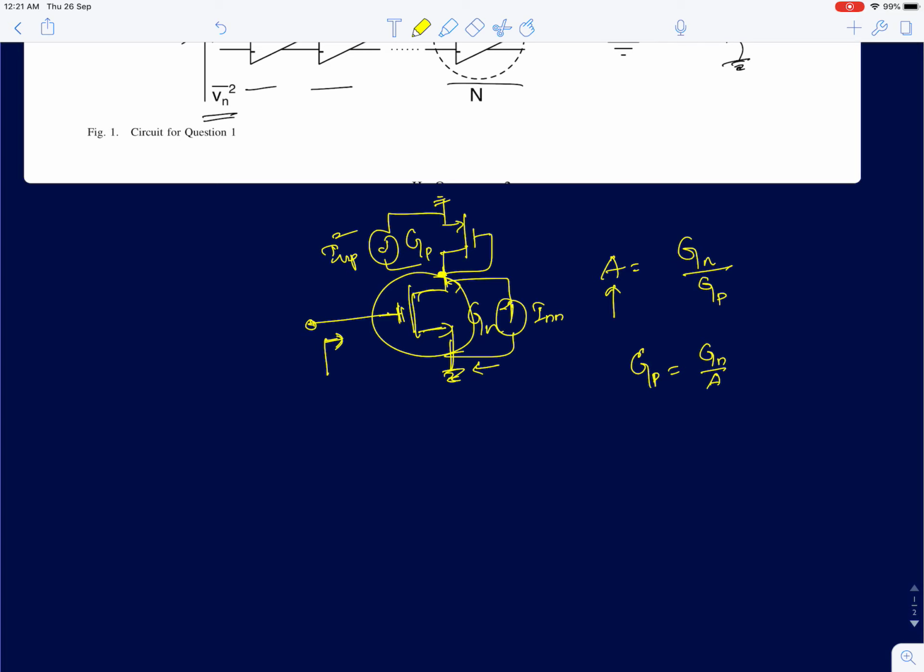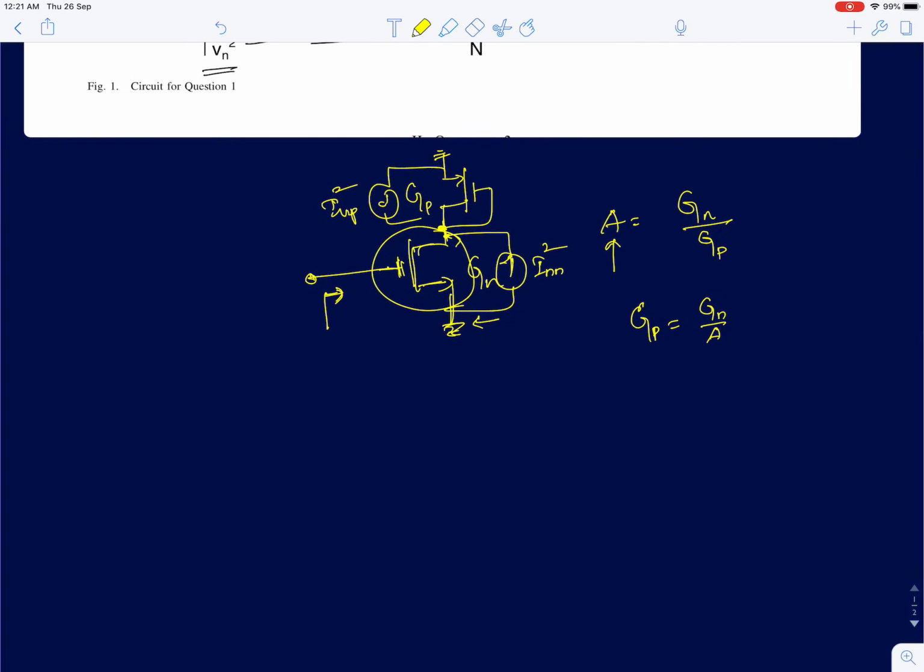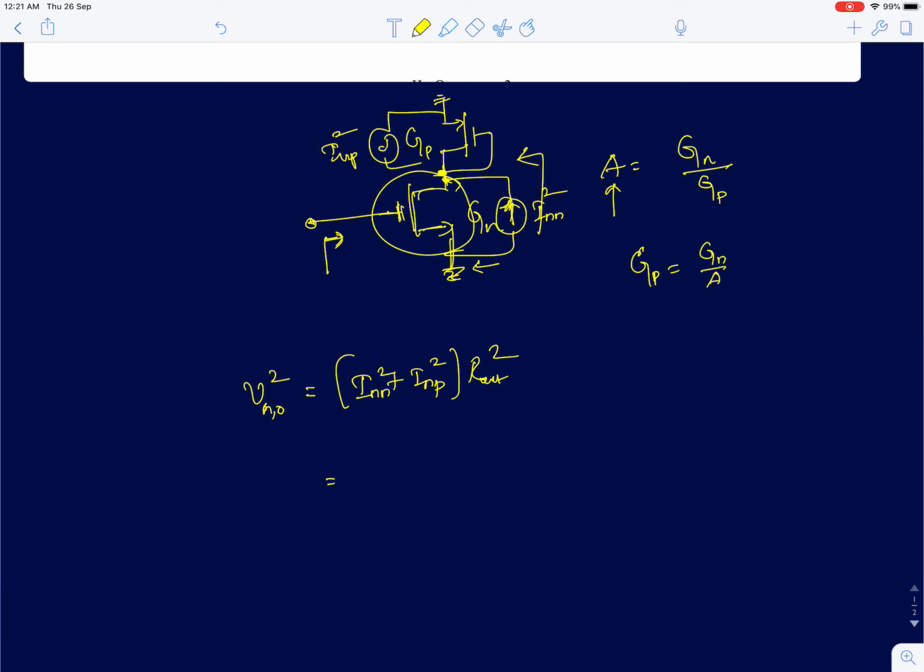INN square and INP square are their noise, so we'll use power. Both these MOSFETs are going to inject some current at the output node. So I'll just write it as INN square plus INP square times R out square, the output resistance seen at this node squared, which will be equal to VN out square. Now INN and INP, we'll write the expressions for them, but before that I want to find the input referred noise. So VNI square, the input referred noise for the single stage, will simply be VNO square, the noise at the output, divided by the gain square.